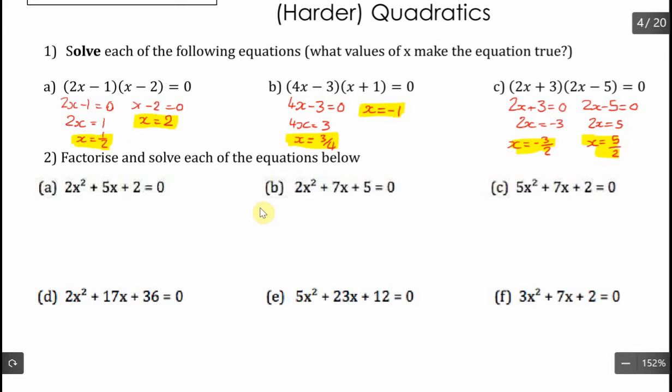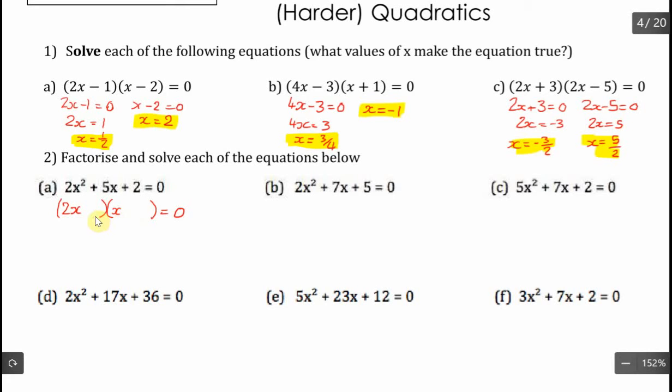Step up in difficulty. We've now got to factorise it. They were nice, they were already done for us. And if you've watched the intro video, hopefully you'll have a flavour for what this is like. This is a 2x squared quadratic, so I know that the first two terms in those brackets are going to be 2x and x. That's the only way to times together two things and get 2x squared. And they're all factorisable, so I know I can use this method.